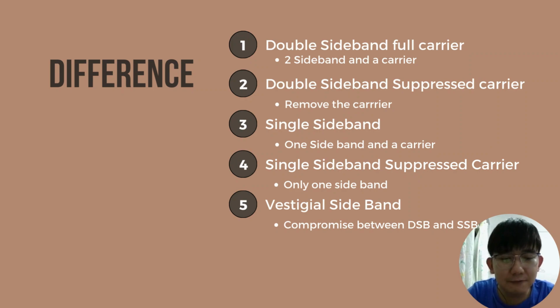If you want to know what is the difference between the five types of the amplitude modulation signal, you can refer to this slide. Double sideband full carrier has two sidebands and one carrier, but double sideband suppressed carrier removes the carrier. Single sideband has one sideband and one carrier. If you want a single sideband suppressed carrier, you need to remove the carrier and only one sideband is left. And what is the vestigial sideband? Actually, vestigial sideband is a compromise between DSB and SSB.